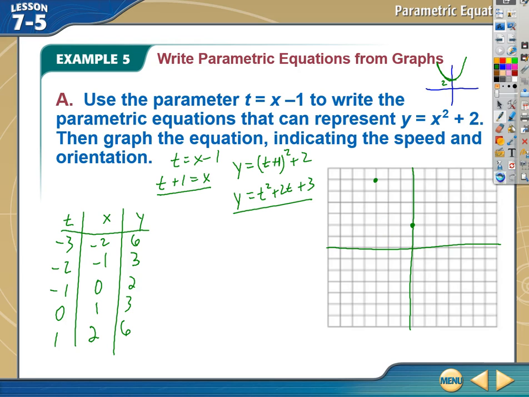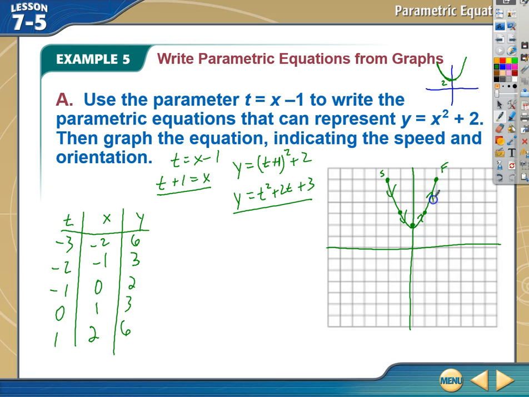Oops, I did that wrong. Take 2. So I graph this one, -2, 6. 1, 2, 3, 4, 5, 6. -1, 3. 1, 2, 3. 0, 2. So here's my starting point. That was my finishing point. I do my orientation.